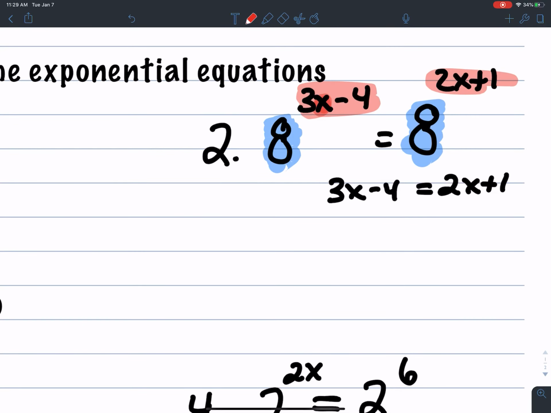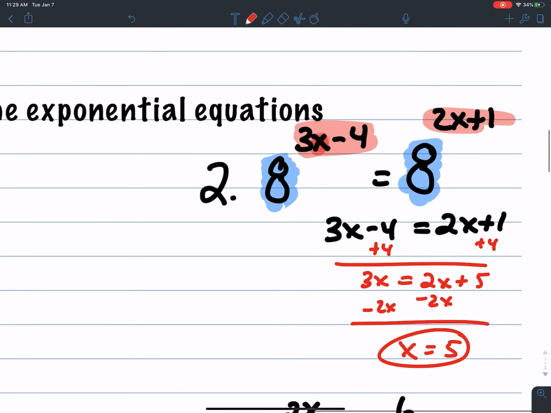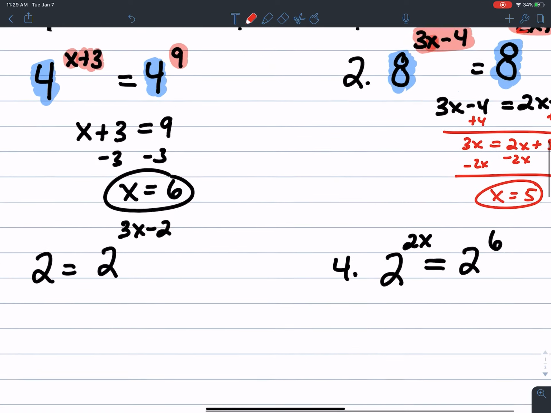But if I wanted to get x alone, let's add 4 to both sides. So we get 3x is equal to 2x plus 5, and then we subtract 2x from both sides, so we get x is equal to 5. And substituting, 3 times 5 is 15. 15 minus 4 is 11, so this would be 8 to the 11th. And over here, 2 times 5 is 10, plus 1 is also 11. So we're checking to make sure it works.